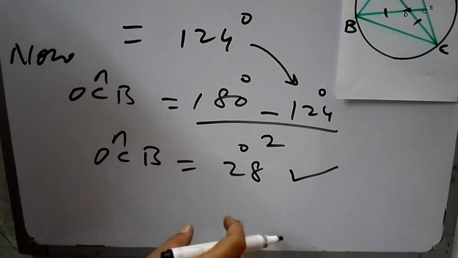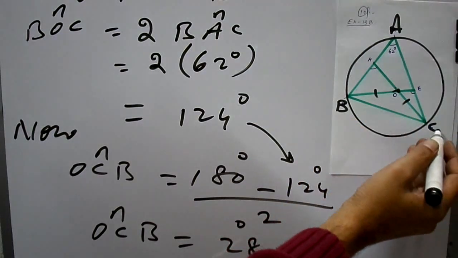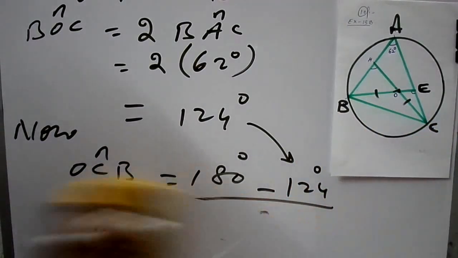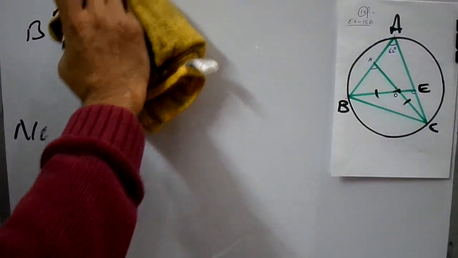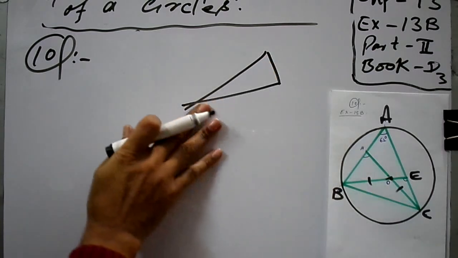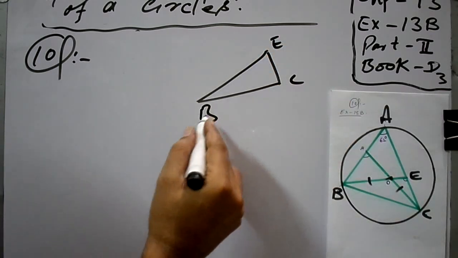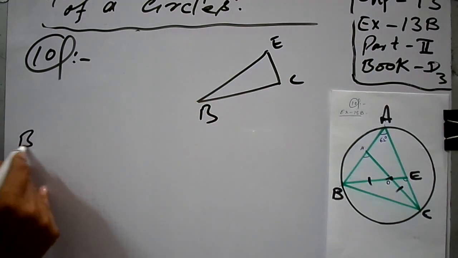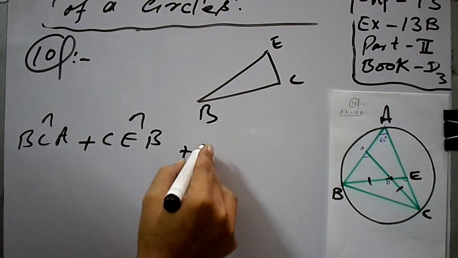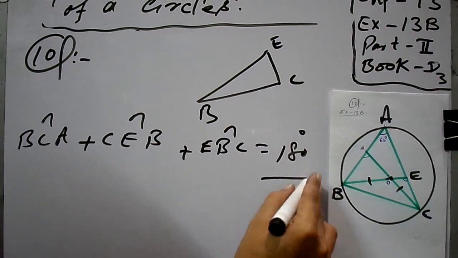In this case, consider your given diagram. That is triangle CBE, another triangle you can cut from here. If you cut the triangle, you can see the further step, because it is a very critical exercise. If you cut the piece of a triangle, you can see E, C and B. In this triangle, BCA plus CEB plus EBC is equal to 180 degrees. So that is your equation number 1.